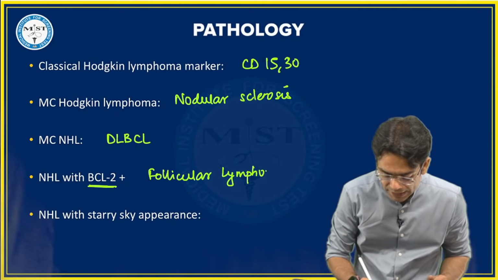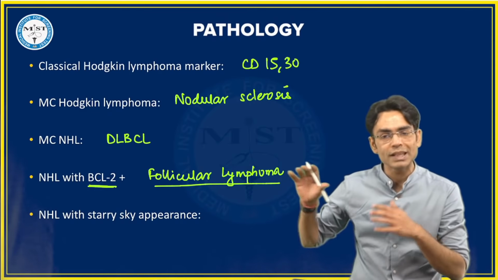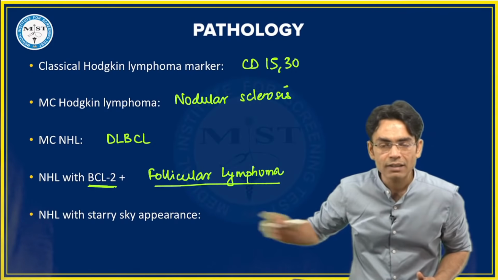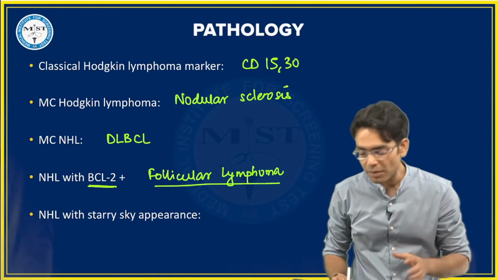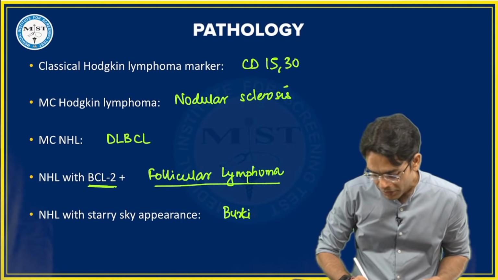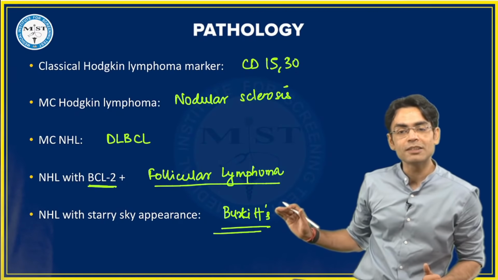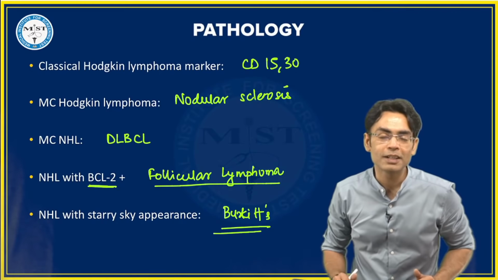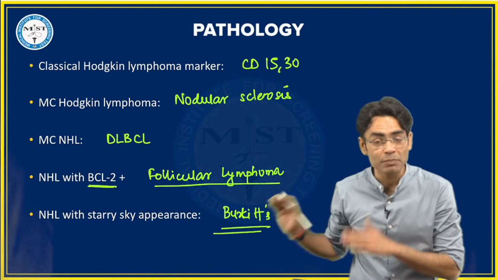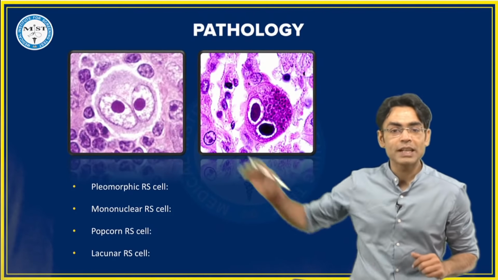Don't get me wrong, we can see BCL2 positivity even in DLBCL also, but probably more commonly follicular lymphoma has BCL2 positivity. And non-Hodgkin's lymphoma with starry sky appearance, you people are already giving me the options for that. Thank you very much. This is, I think, one of the most loved questions as far as Burkitt's is concerned. c-MYC gene for Burkitt lymphoma and starry sky appearance. It's a non-Hodgkin's lymphoma, very poor prognosis, very aggressive, seen with HIV. You are right.